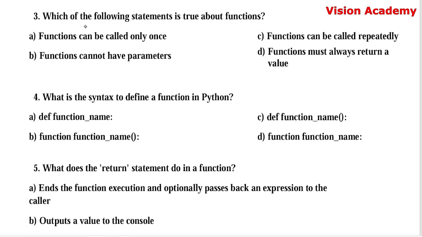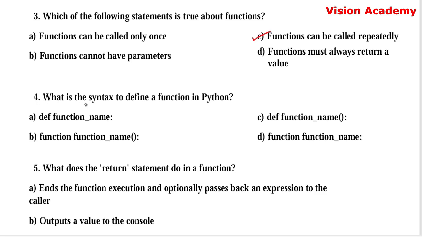Question number 3. Which of the following statements is true about functions? Option A, functions can be called only once. B, functions cannot have parameters. C, functions can be called repeatedly. D, function must always return a value. Here, option C, functions can be called repeatedly is the right answer.